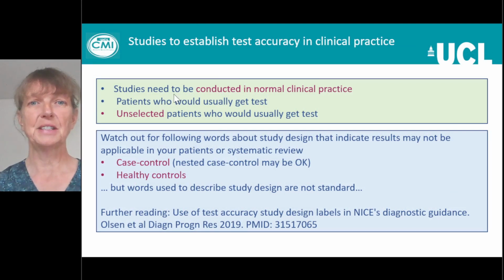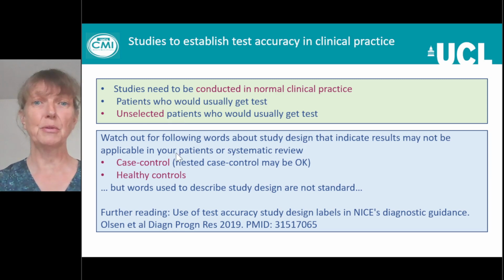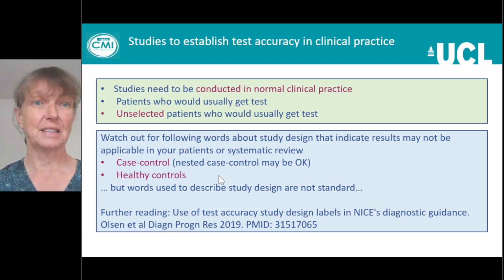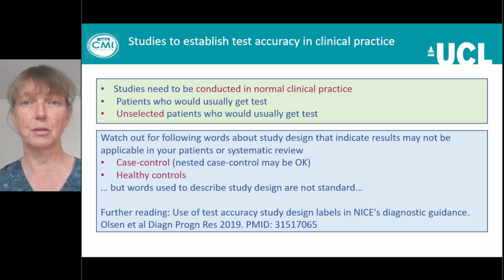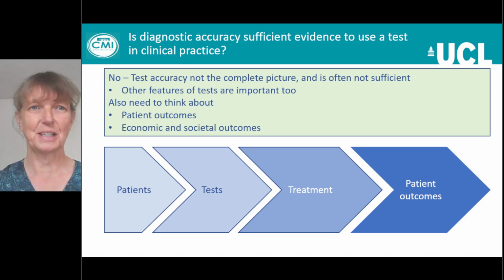Okay, so what we've learnt is that we need studies to be conducted in normal clinical practice on patients who would usually get the test, and unselected patients. We want to watch out for a few words in the study design that might indicate that a study might not be suitable for our systematic review. It might be the words case control, it might be the words healthy controls, but it might be a whole bunch of other things. And here's an interesting article helping you think about the different labels and how we talk about these tests.